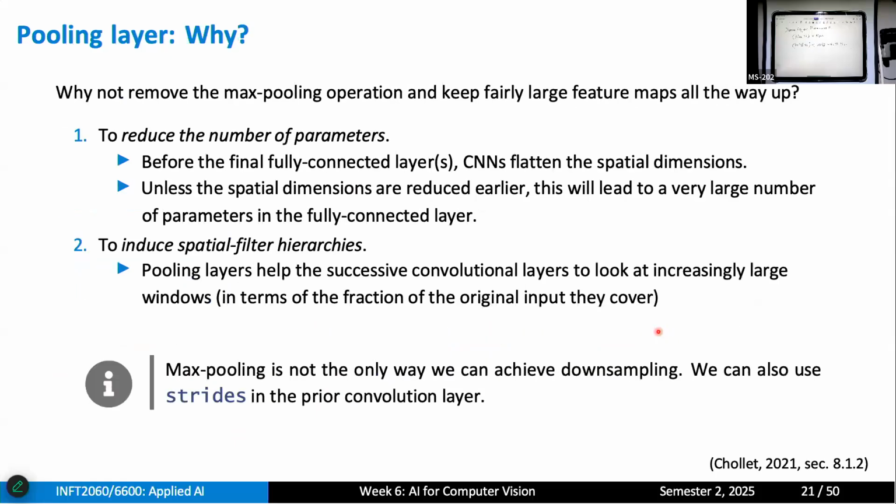All right, why not just remove the max pooling operation and keep fairly large feature maps? We have to talk about that: it reduces the number of parameters and induces spatial feature hierarchies, okay?